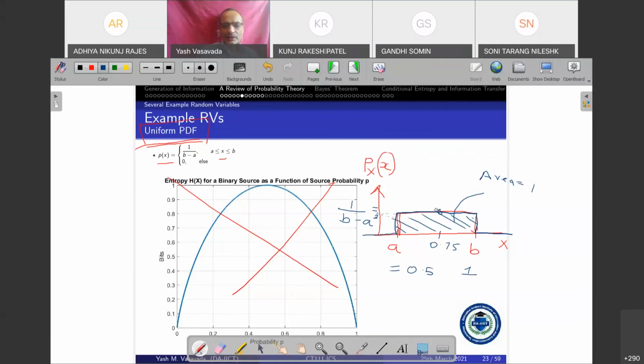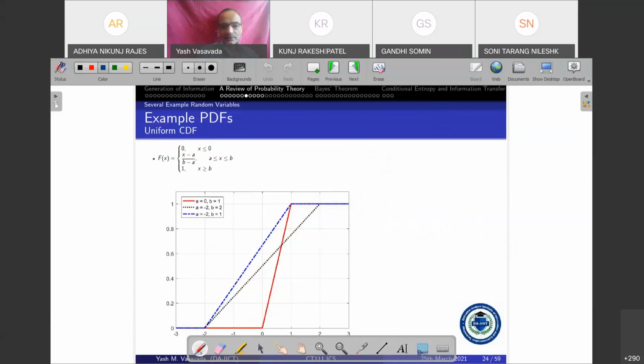So this is just an example PDF of a uniform random variable. Now I'm going to give you some diagrams of the CDF of this random variable, and they look like this. This fortunately is the correct diagram. I didn't mess up here. But here I have taken 3 different cases of A and B. For the black colored random variable, A is -2 and B is 2. For the red one, A is 0 and B is 1. And for the blue, A is -2 and B is 1.